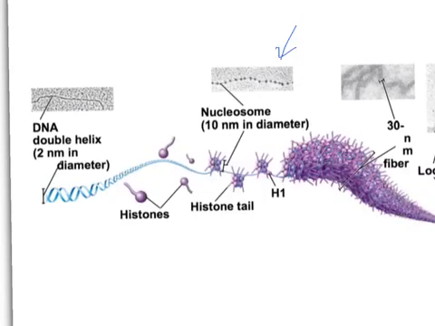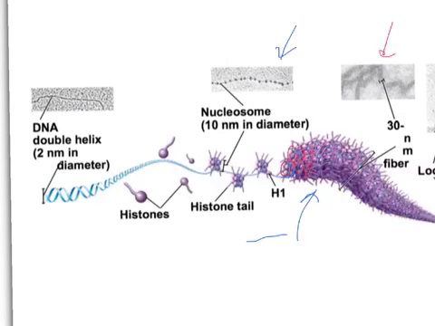Now, those beads arrange themselves in a certain way to clump together, and that's what you see here. Let's do it in red so you can see, you have one there, one there. They arrange themselves in a certain pattern so that they fit and compress into a smaller area. This form is called the 30 nanometer fiber.